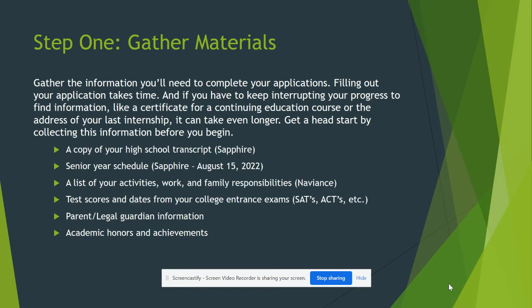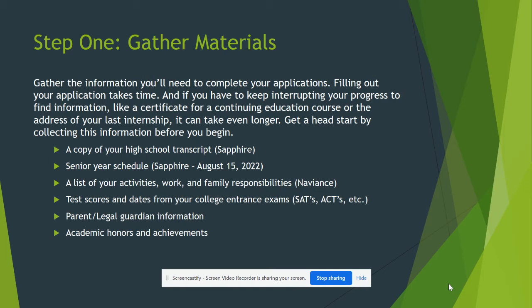Gathering materials. You're going to need some information before you start working on your Common Application. It takes time. It's not difficult, but each section requires you to answer a series of questions, and it'll go a lot easier and take a lot less time if you gather what you need before starting your Common App. For example, I encourage you to get a copy of your high school transcript. You can do so in your Sapphire account.